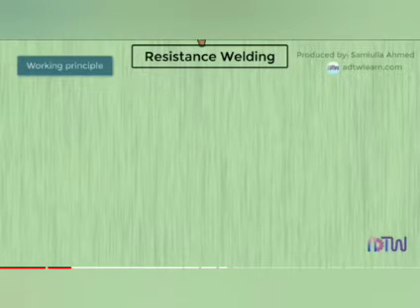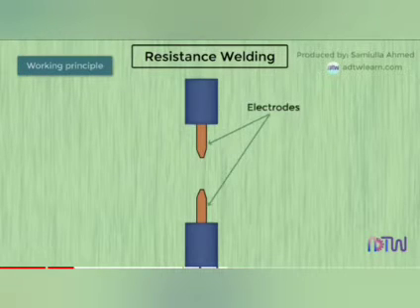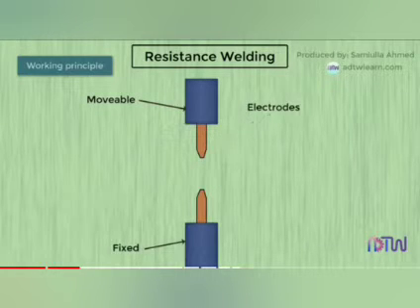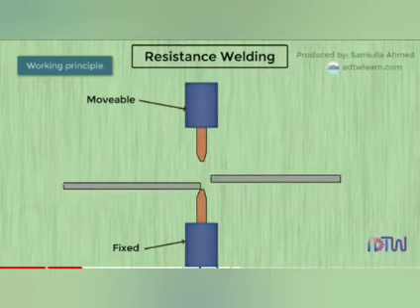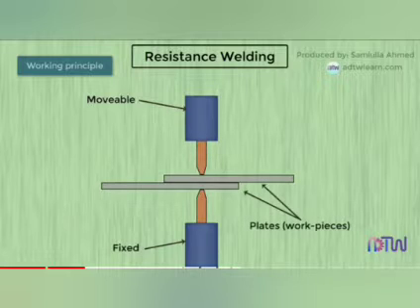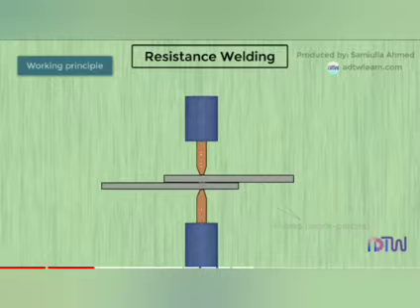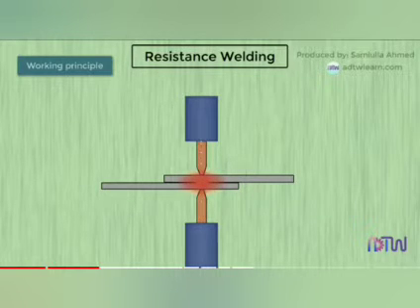Working principle. The welding electrodes are made of copper, which is a good conductor of electricity. The movable and fixed electrodes of the spot welding machine are held in pressure on either side of a pair of plates to be welded together. As the current passes, it experiences resistance between the electrode and workpiece contact and generates heat. This heat causes the interface of the workpiece in contact with another workpiece to melt, and pressure fuses the two metals, thus forming a solid bond.